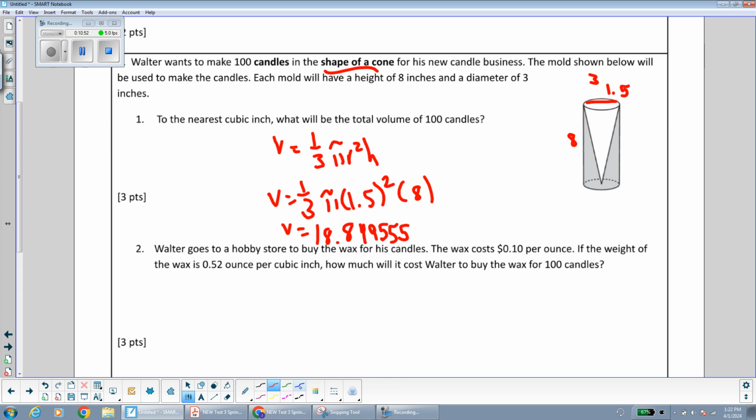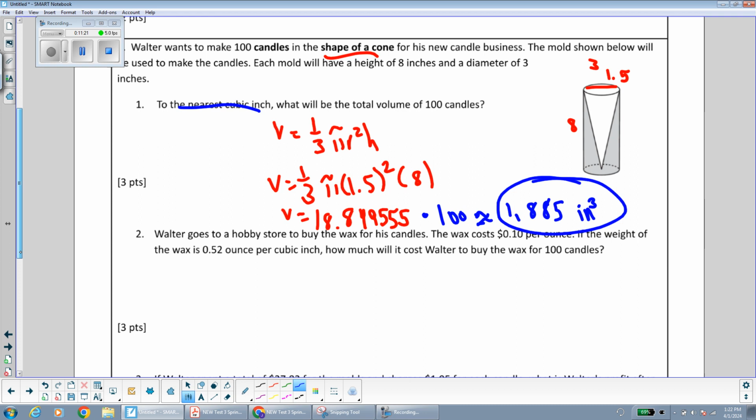We need the volume not just of one candle like we have here, but of 100 candles. So I do need to multiply that by 100. And now when I multiply it by 100, I can round according to the question, which is to the nearest cubic inch, which is the nearest whole number. So it is approximately 1,885 cubic inches.